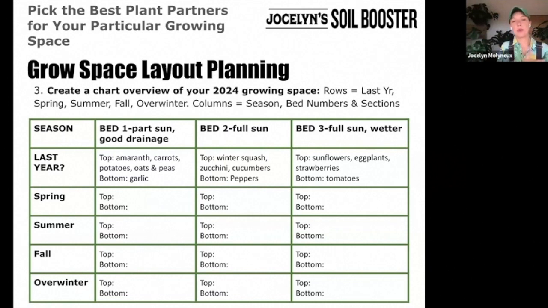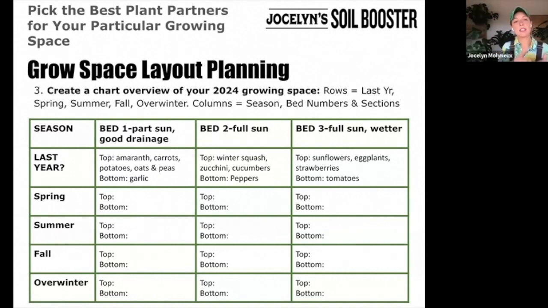So as you'll remember from the previous slide, we had our first bed with some partial sun, but good drainage, our full bed number 2, and then we have our full sun bed number 3, but we know that moisture can tend to collect down there.